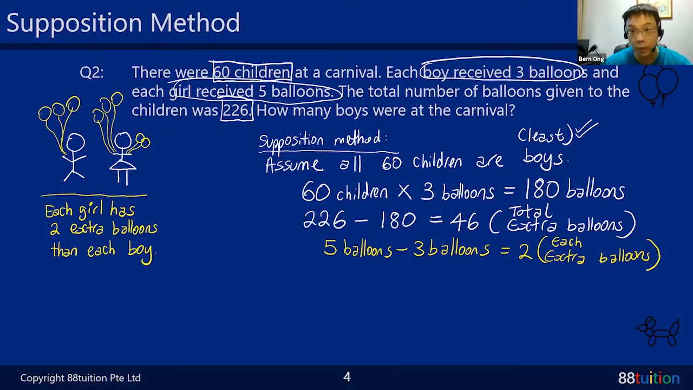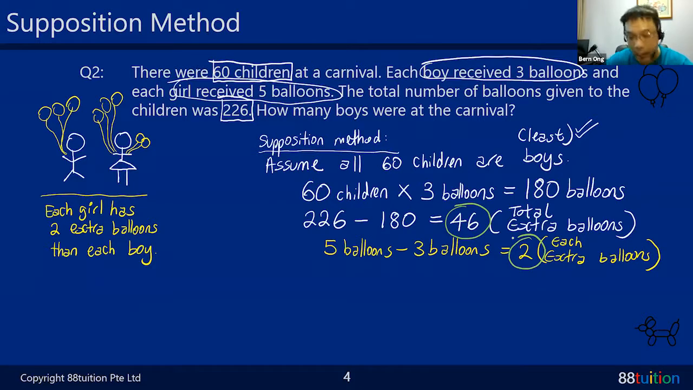Look at my diagram. One boy only got 3 balloons, and a girl got what? Not only 3, there's another 2 balloons on the other hand. Can you see? So every girl got 2 extra balloons. So this 46 is the total extra balloons, and each girl got 2 extra balloons.